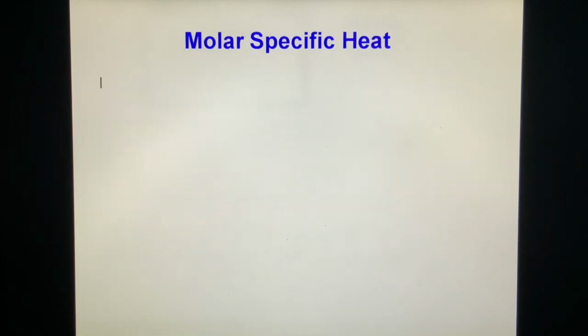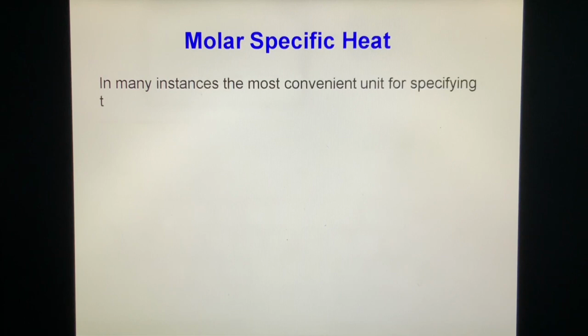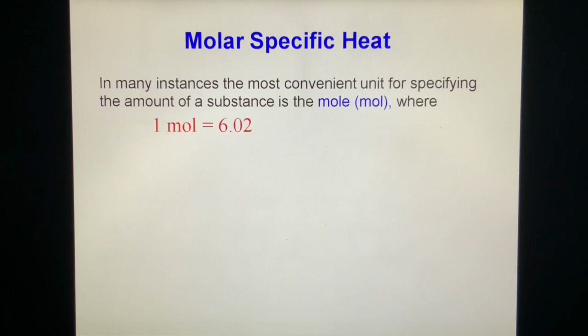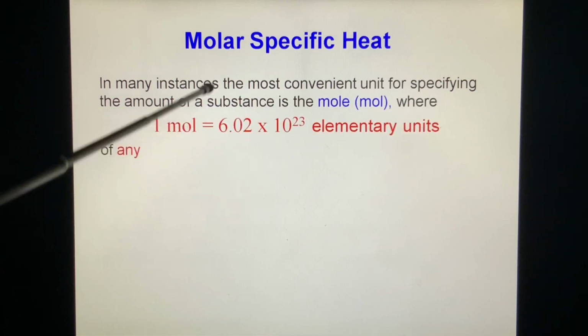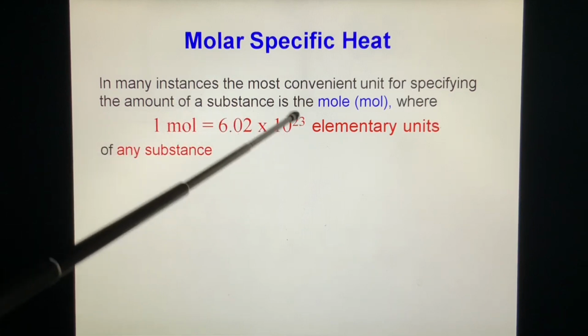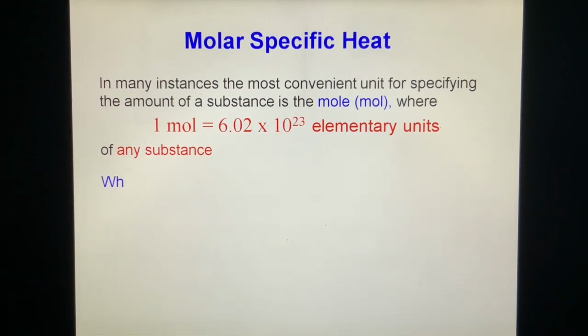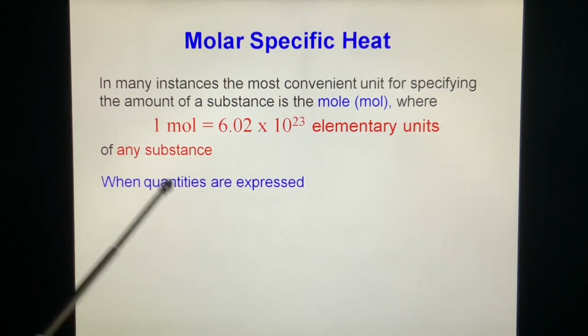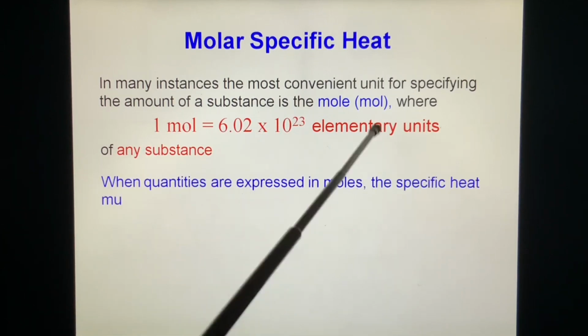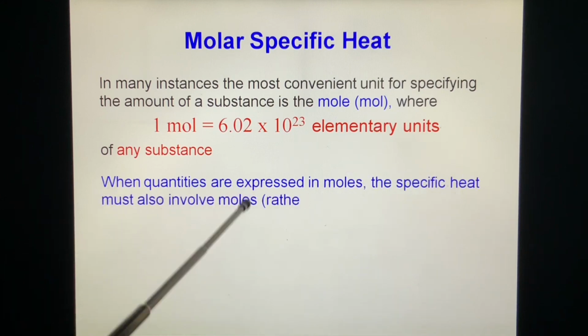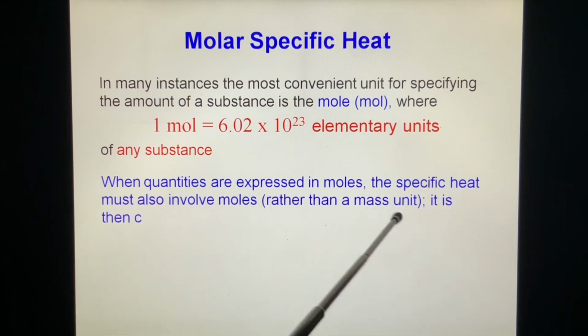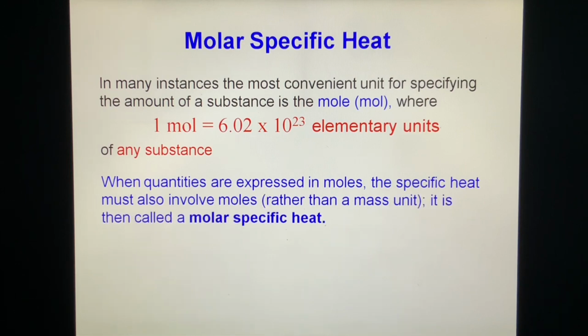Molar specific heat. In many instances, the most convenient unit for specifying the amount of a substance is the mole, where 1 mole equals 6.02 times 10 to the 23rd power elementary units of any substance. When quantities are expressed in moles, the specific heat must also involve moles, rather than a mass unit. It is then called a molar specific heat.